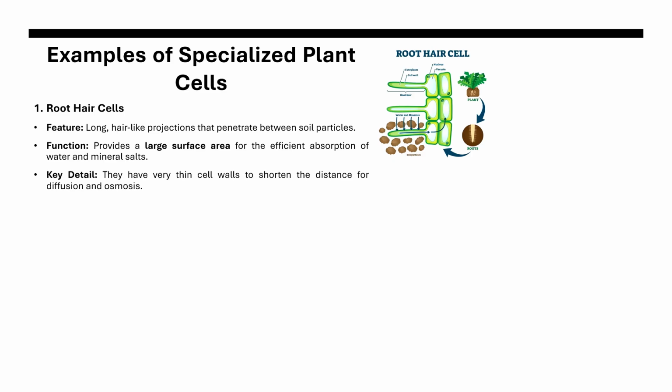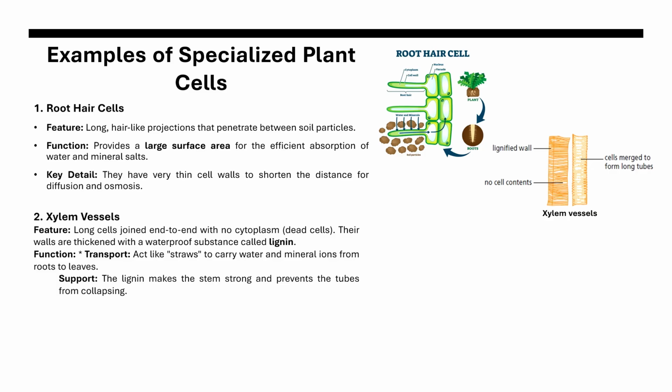First of all, we shall discuss root hair cells. These are underground cells. Their standout feature is a long hair-like projection that reaches out between soil particles. This design is not for looks. It provides a massive surface area for absorbing water and mineral salts. They also have very thin cell walls, which shortens the distance water has to travel during the process of osmosis, making the whole process incredibly efficient.